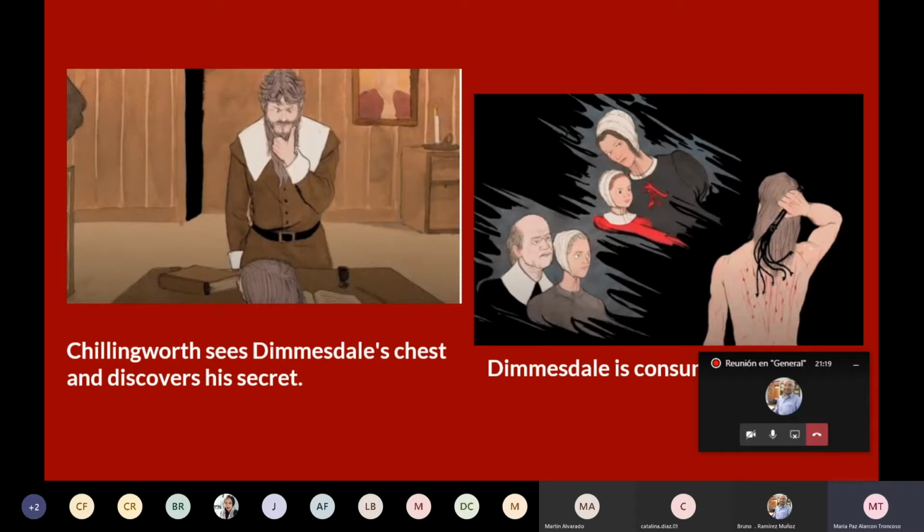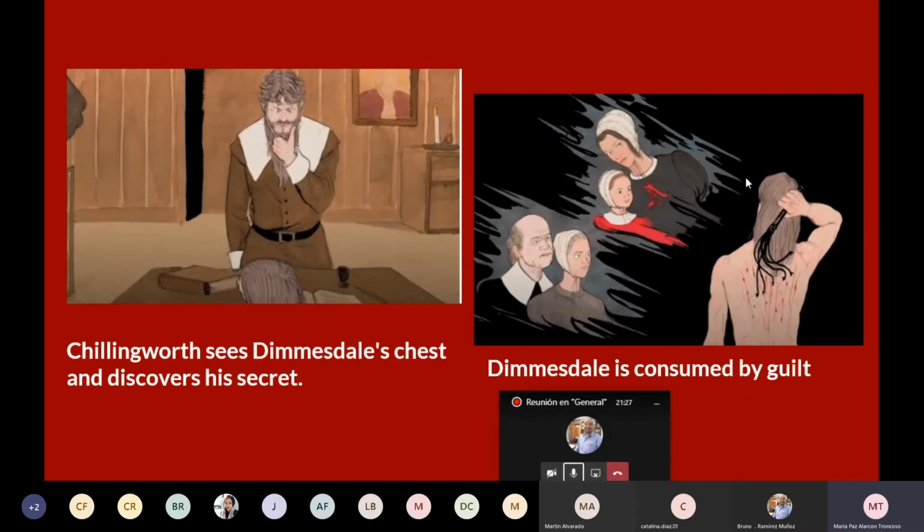At that point, Dimmesdale is really tormented by his mind, and he starts to punish himself physically and emotionally. He is consumed by guilt because he can't stand that Hester and Pearl suffer a lot, and he is just living his life.